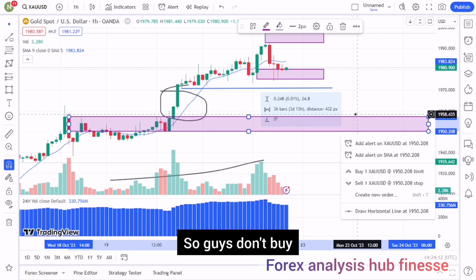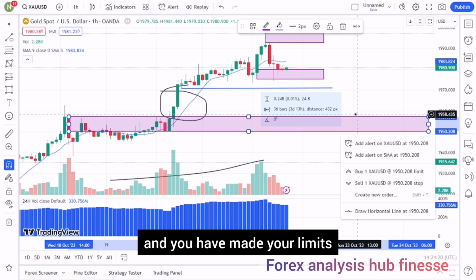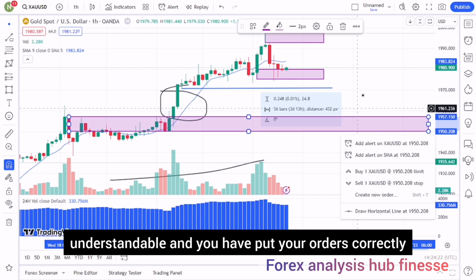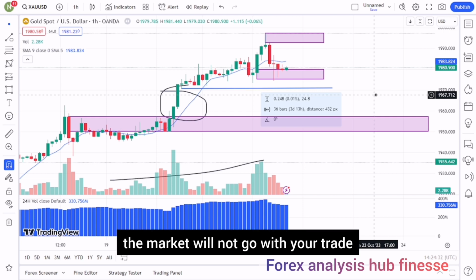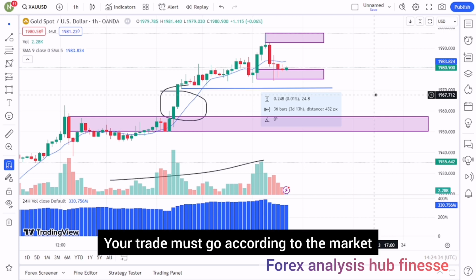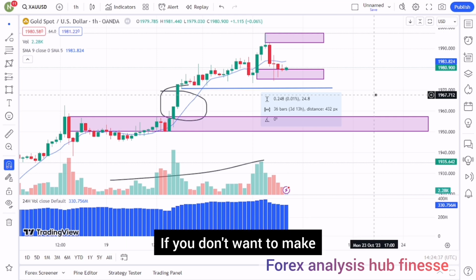So guys, don't buy and sell anywhere anyhow. Make sure you understand, you have made your limits understandable and you have put your orders correctly. You don't just enter the market the way you want, because the market will not go with your trade. Your trade must go according to the market if you don't want to make losses.